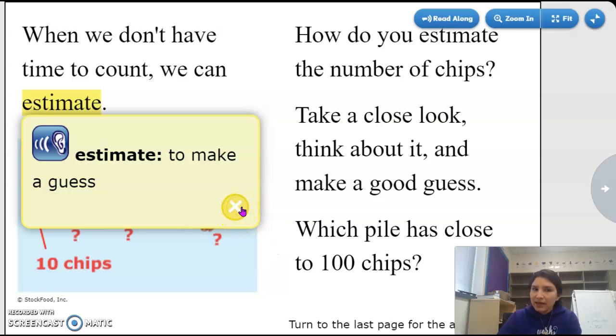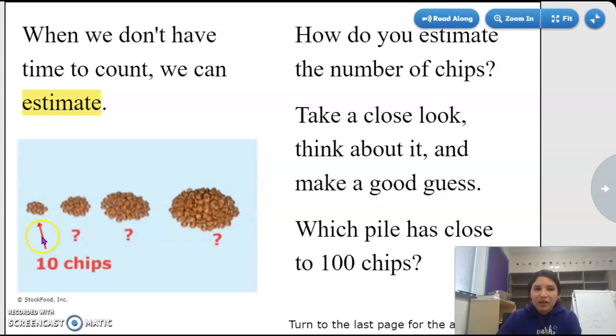Estimate. To make a guess. Go ahead and say that. Estimate. To make a guess. So they need 100 chocolate chips. Which one would be the best guess? Would it be this one? Oh, this is what 10 chips look like. Would it be number 1, 2, or 3?